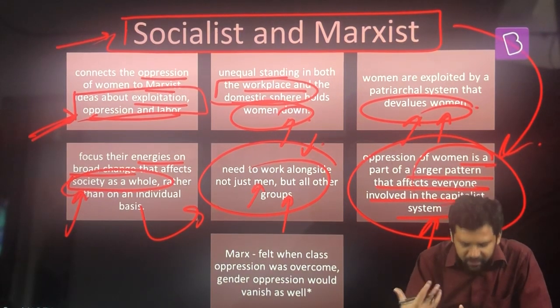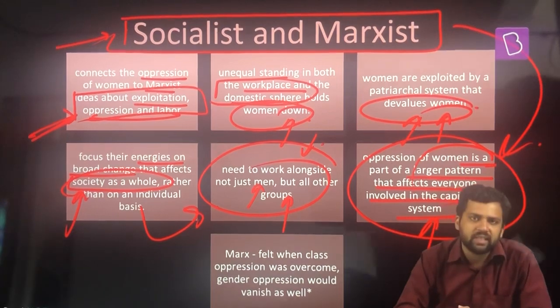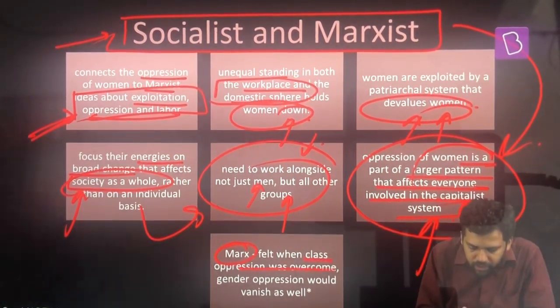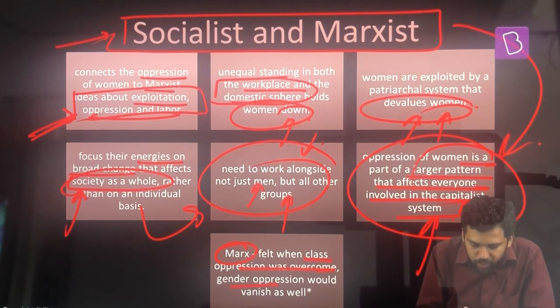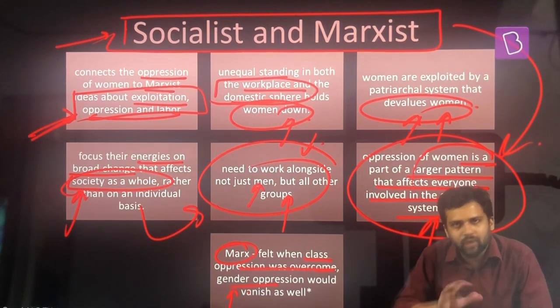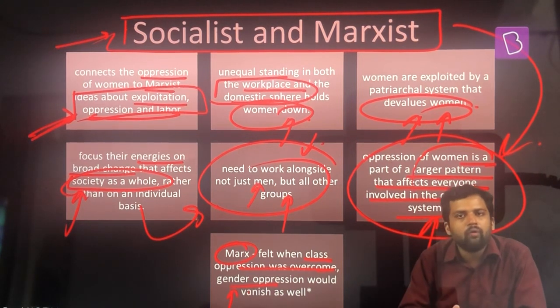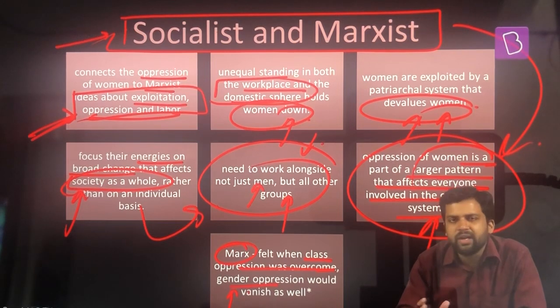But these perspectives have also been criticized. Marx felt that if class oppression is overcome, gender oppression will also be overcome. So if class oppression is overcome, automatically the issues that women face will be overcome. But later day thinkers have criticized this. They feel that it is quite naive.